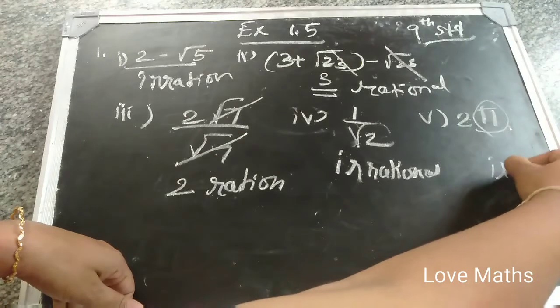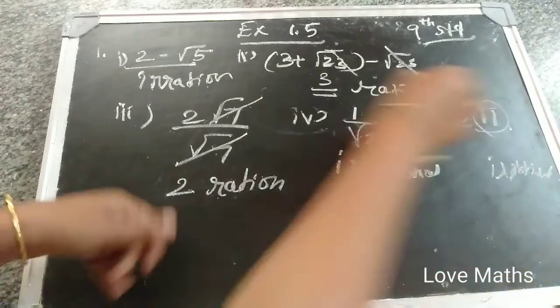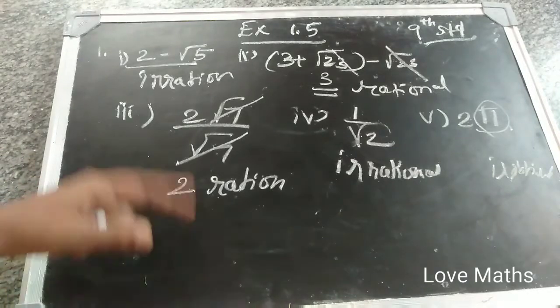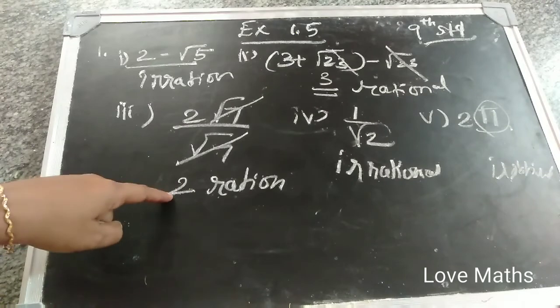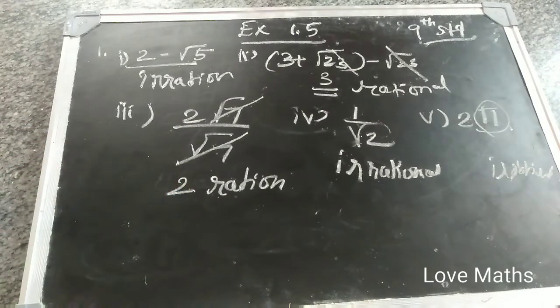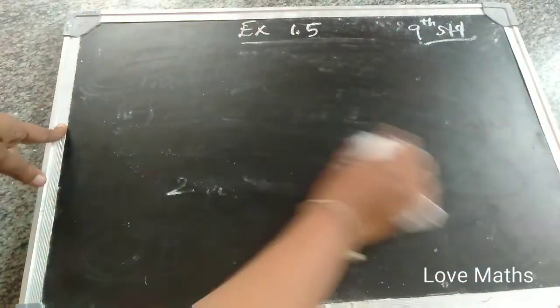This is the first main. If it cancels like this, you can cancel. What is remaining, only you have to tell whether it is rational or irrational. Next we are going to see the simplification. It is the second main.